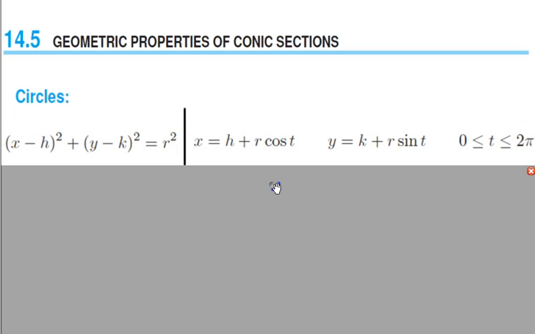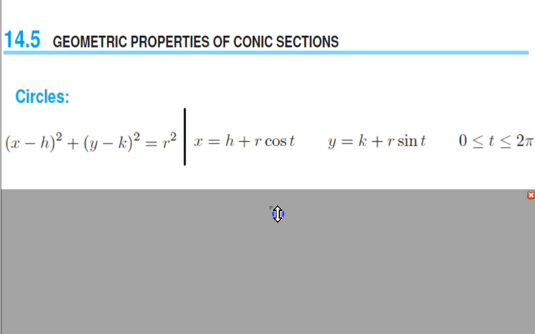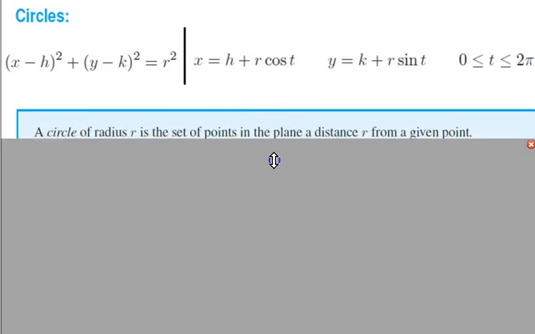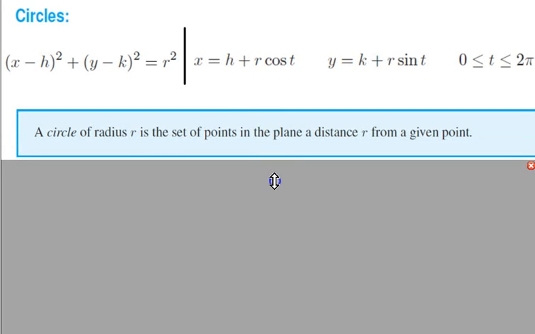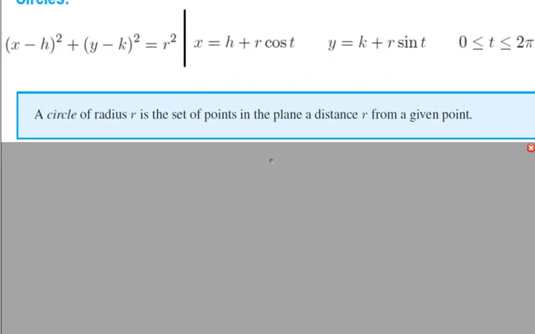We have a general implicit form and a general parametric form of this format, where H and K is the center of the circle and R is a number. And what does that R represent? Well, by the geometric definition, a circle is a set of points in a plane that is a distance of R away from a given point, and that given point is the center of our circle. And so that's a geometric perspective of circles in combination with the algebraic representation we see up above.